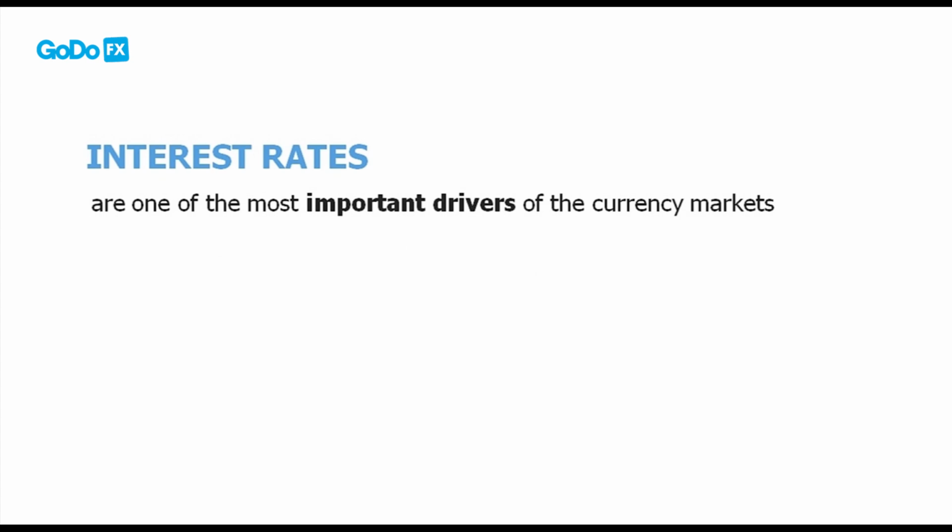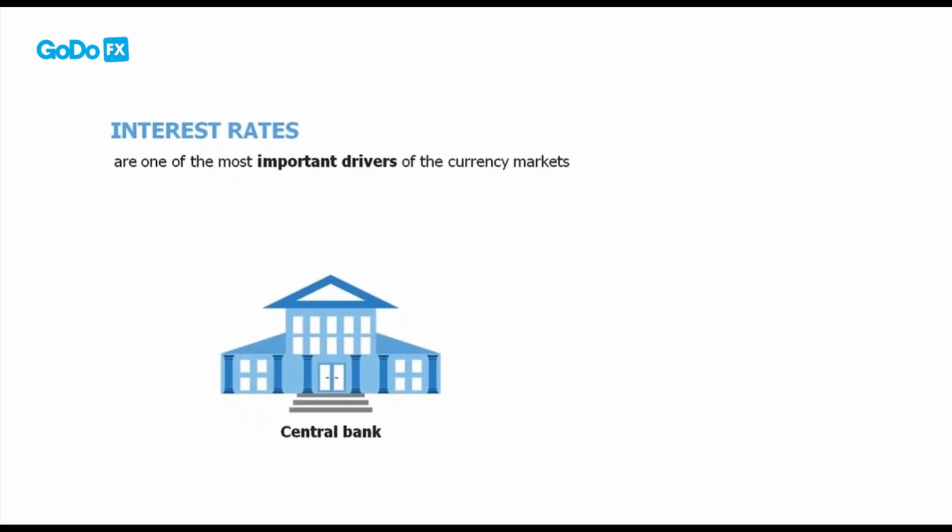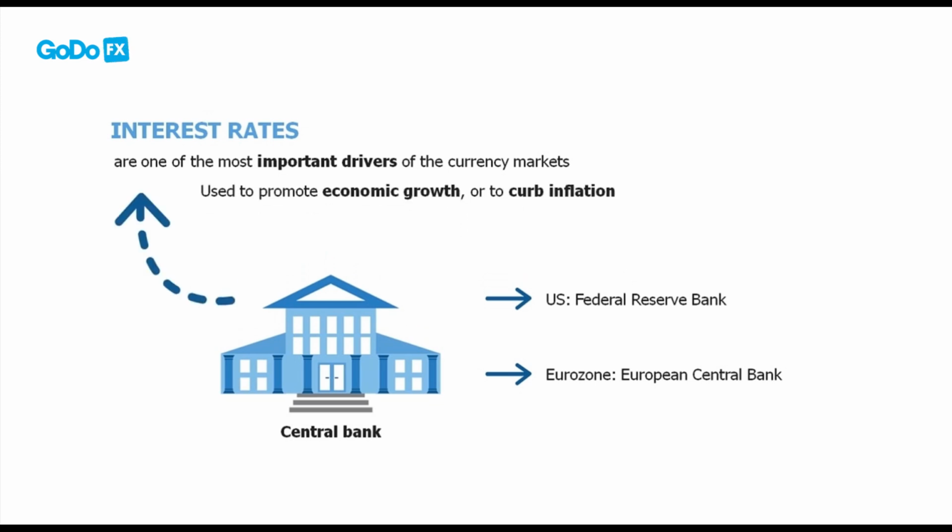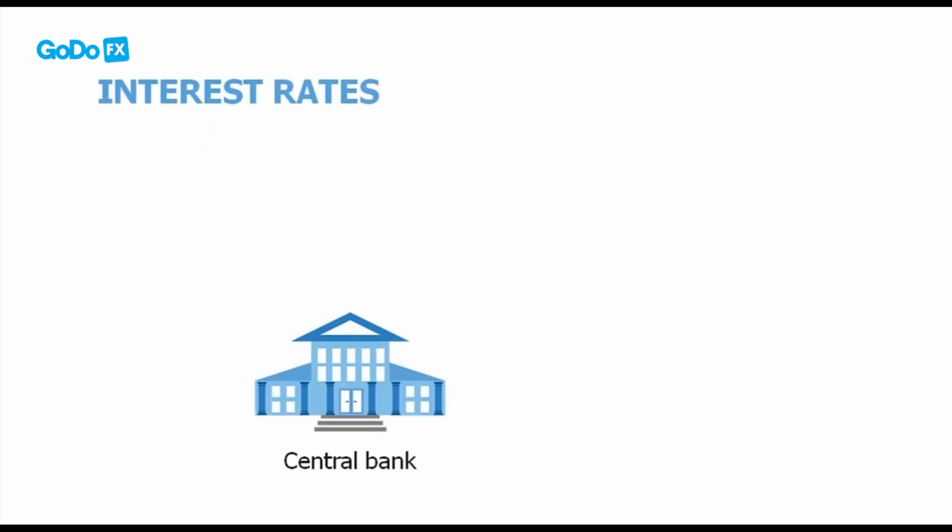Interest rates are one of the most important drivers of the currency markets. They are normally set by a country's central bank. For the United States, interest rates are set by the Federal Reserve Bank, and for the Eurozone, the European Central Bank is responsible for setting the interest rates. The central banks use the interest rates to promote economic growth or to curb inflation. Let's take a look at the mechanisms behind this.